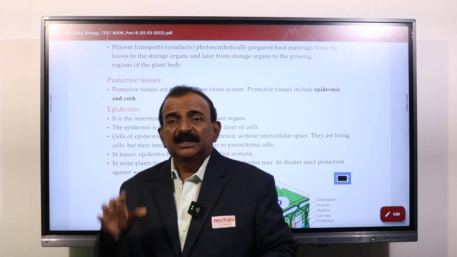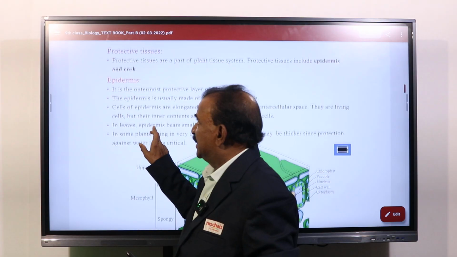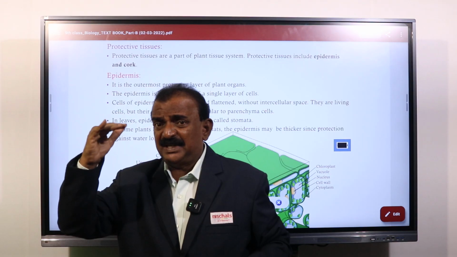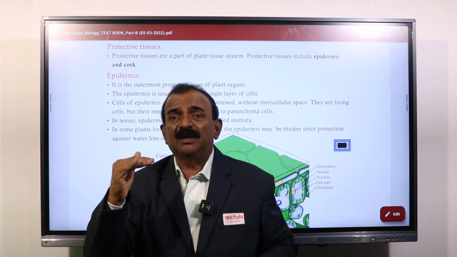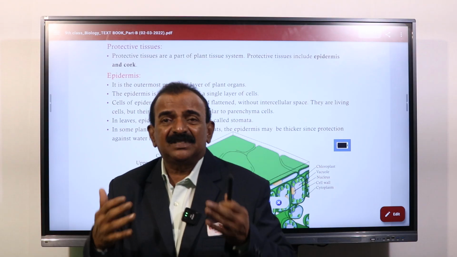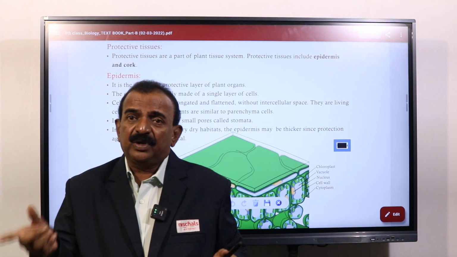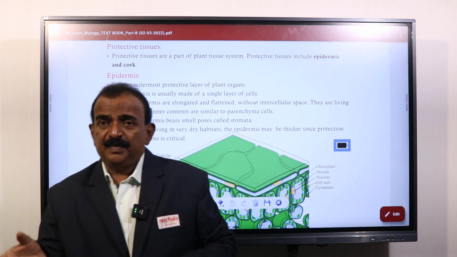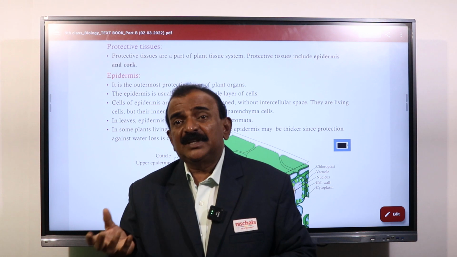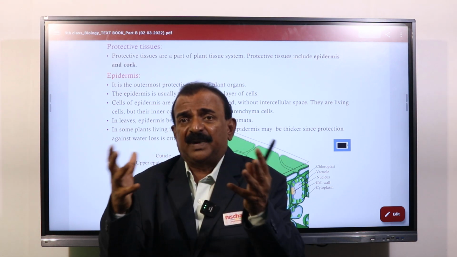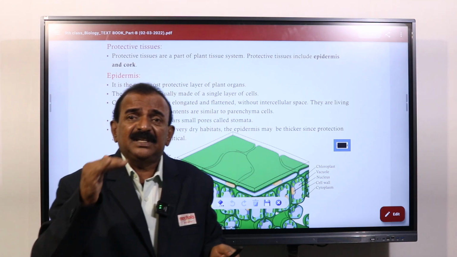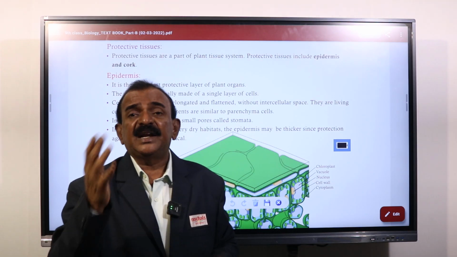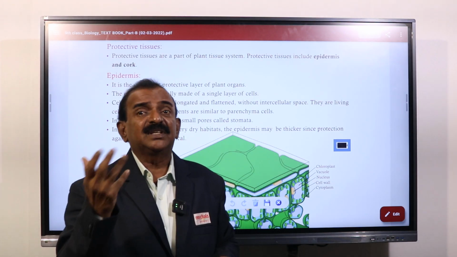Epidermis. So here the term epidermis indicates the layer that is present on the outer part of the plant body. So here epidermis is seen on all parts of the plant body. Epidermis is present on stem, on roots, on leaves, and on flowers and also other parts of the plant body. So here epidermis is a single layer, and epidermis cells are elongated and flattened, and they are living cells.